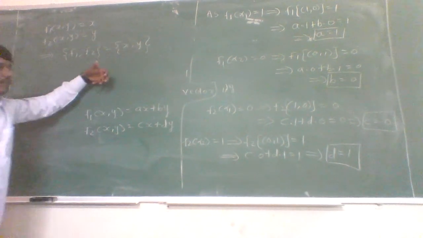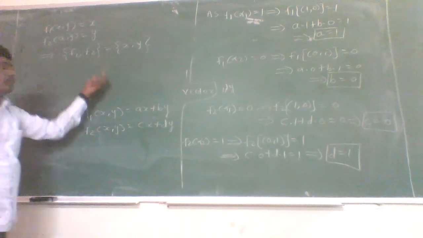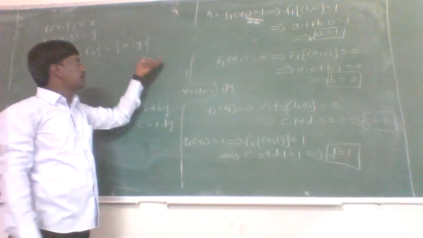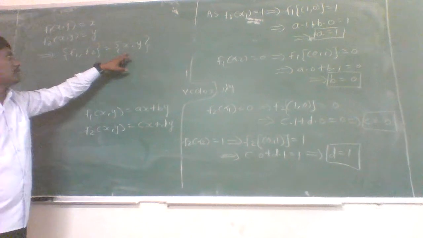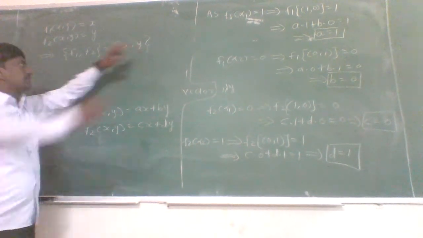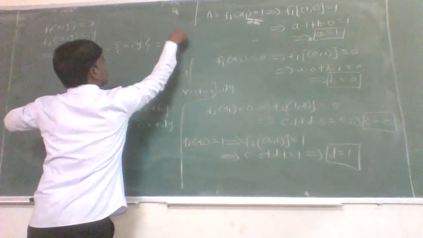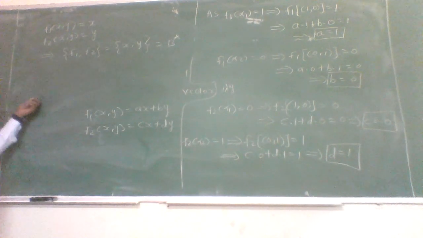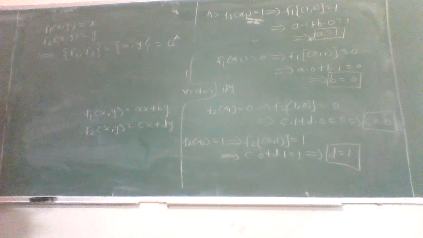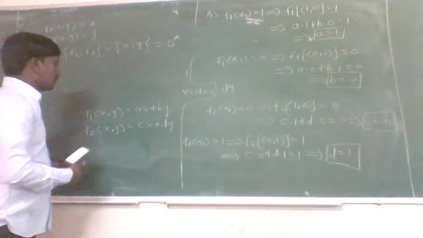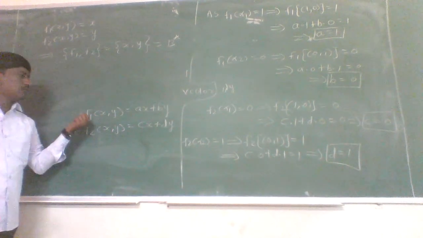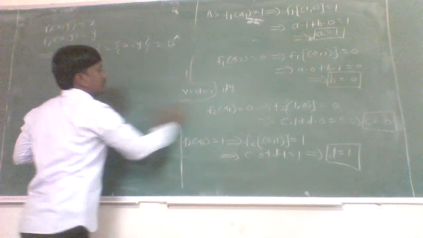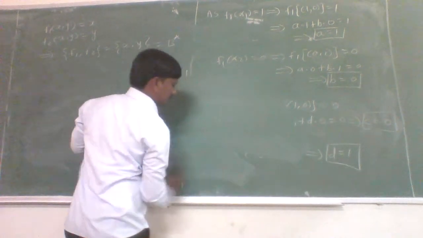That is, if we are given one basis set B equal to {(1, 0), (0, 1)}, then its dual basis is the set which contains elements x and y, which is the dual basis in the vector space V star. Okay. There is another method to find the dual basis, that is the second method.